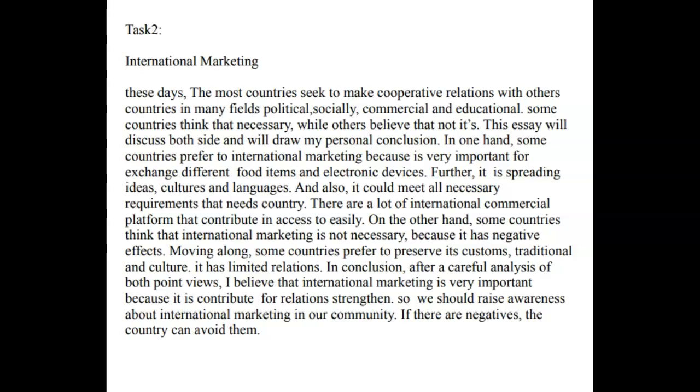Okay, so we've talked about that a little bit. Now let's see what you actually wrote. "These days, the most countries seek to make cooperative relations with others, countries in many fields, political, socially, commercial, and educational. Some countries think that necessary, while others believe that not it's. This essay will discuss both sides and will draw my personal conclusion."